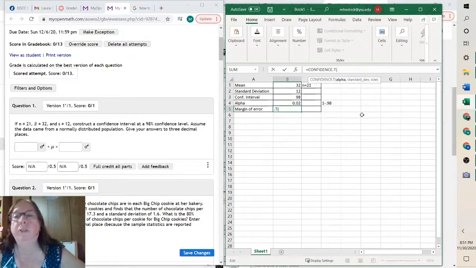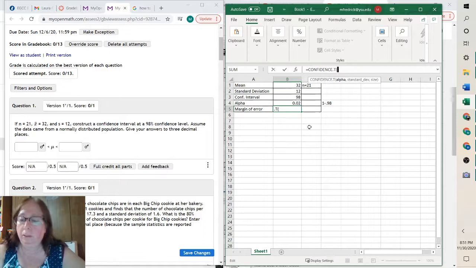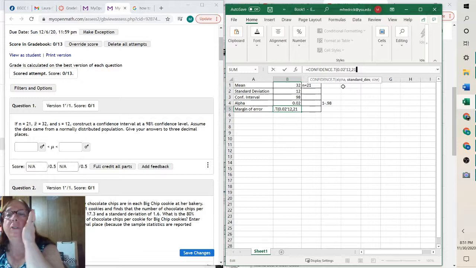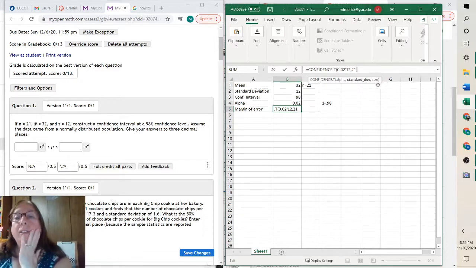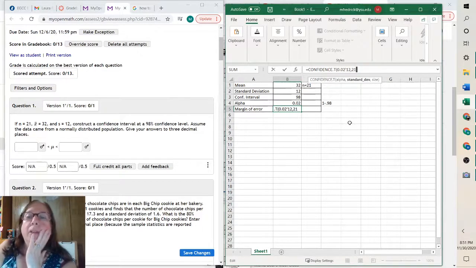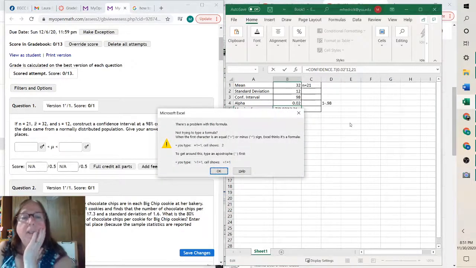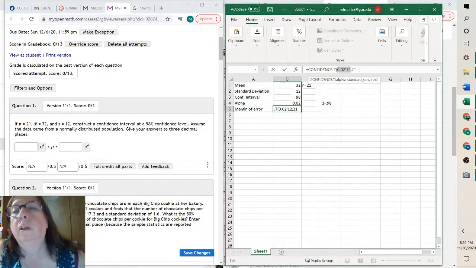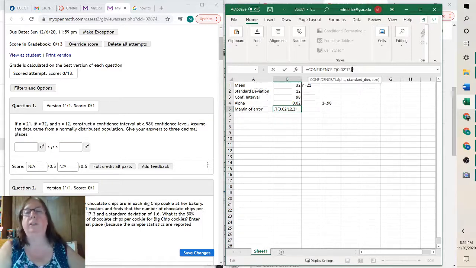And then you have to enter your alpha, comma, your standard deviation, comma, and your sample size. And it even tells you alpha, standard deviation, and size. And then hit enter. Oops, I did something wrong. Oh, I didn't hit comma. All right, let's try this over again.